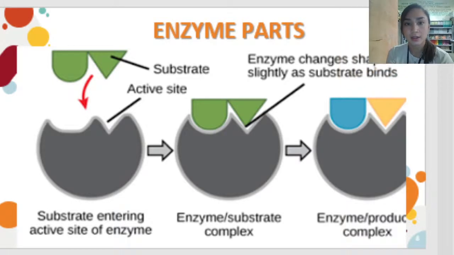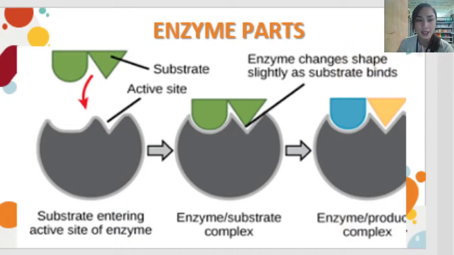So we have the enzyme parts here. You can see the green shapes that we see here. That is our substrate. The gray one that we see here is the enzyme itself. And where the substrate would attach is what we call the active site. So ayan yung ating parts. I hope you remember these terminologies because this lecture is repetitive, paulit-ulit kong sasabihin yung substrate, active site, enzyme, so I hope na wag kayong malilito with this.